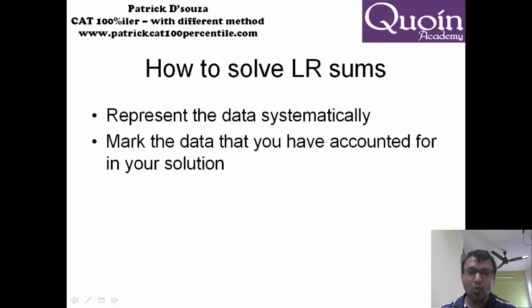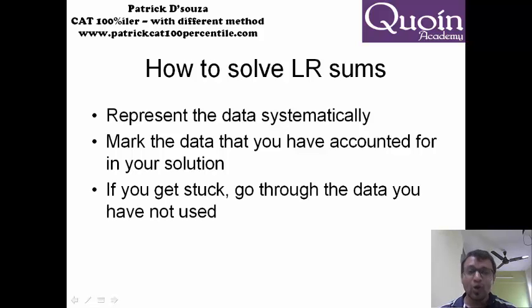Once you are trying to solve the sum, whatever data you are accounting for, mark it, so you know you have accounted for that data and don't have to go back to it to build your solution. If you get stuck somewhere, you know you got stuck because you have not taken up some data. So go to the data which you have not used in the sum and try to see where you can use it.